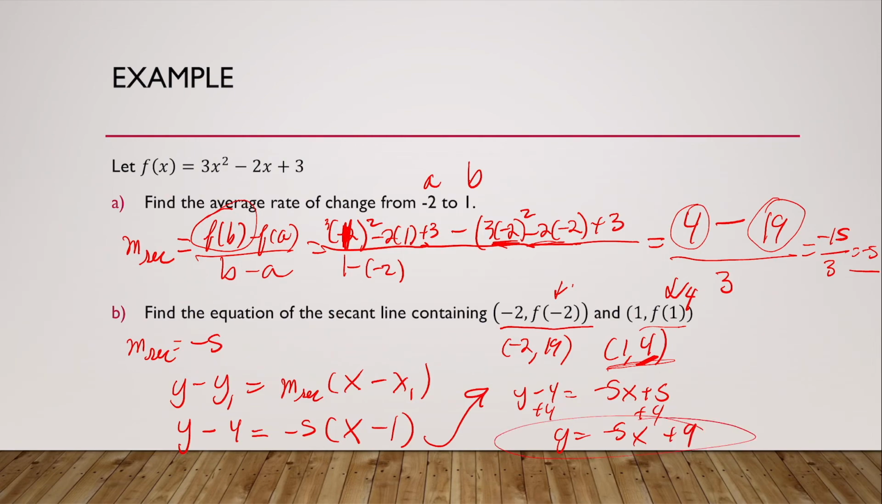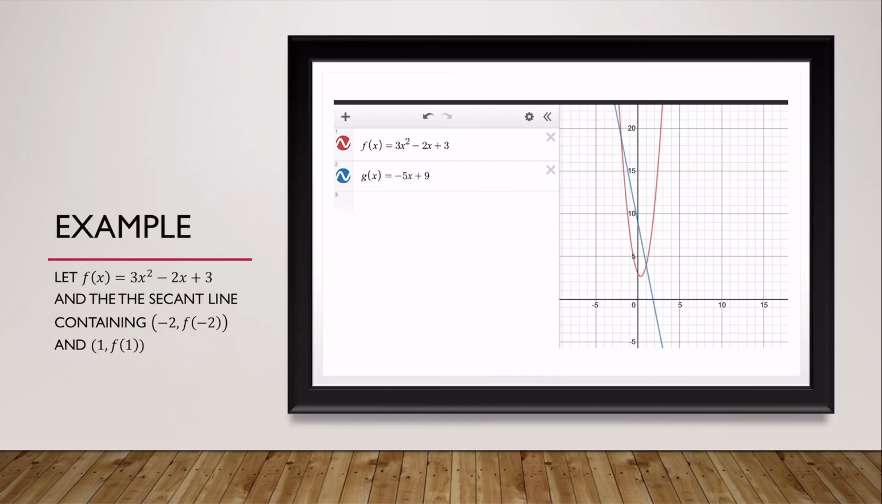Let's go ahead and take a look and see what this is graphically. Here I have in red the graph of my parabola, and in blue the graph of the secant line we just found. It does contain the two points: when x is negative 2, y is 19, and when x is 1, y is 4. It does have a negative slope, as we can see from the graph, and it intersects the y-axis at 9 because 9 is our y-intercept. Okay, so this is what the graph of our secant line would look like.